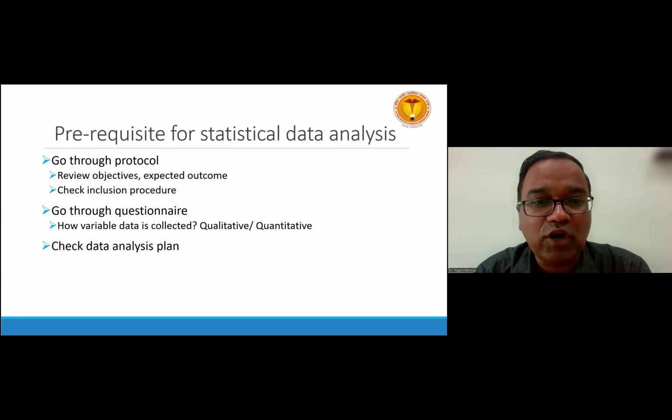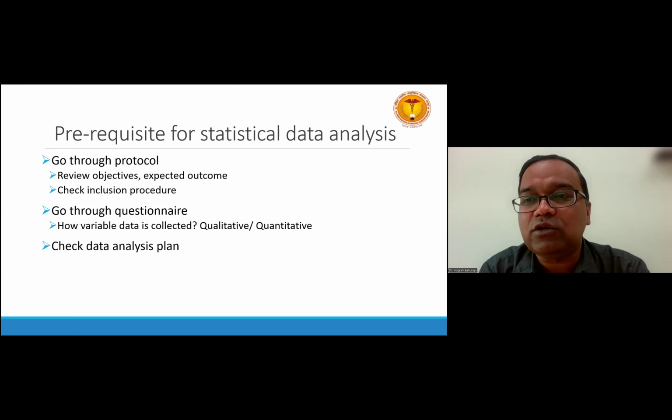For example, suppose you have collected some data which is numerical, but your objective suggests that you have to convert it into some risk ratio or some score like an odds ratio. It means you now have to categorize your numerical data into categorical data and then calculate the odds ratio. That is why you need to know your objectives very thoroughly, and how those objectives would be quantified when it comes to your data analysis.